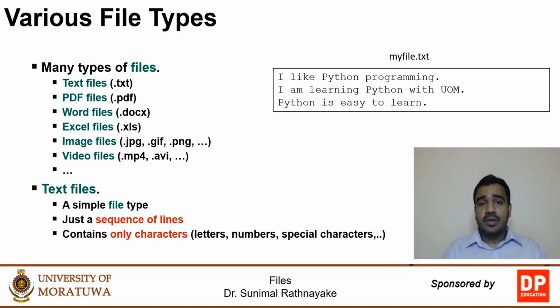Text files are a very simple file type, and they consist of a sequence of lines that contain only text characters such as letters, numbers, and other special characters. Our example text file shown here, myfile.txt, has 3 such lines, as you can see. The 3 lines are: I like Python programming, I am learning Python with UOM, and Python is easy to learn. In our lesson today, we will learn file handling with text files as an example.